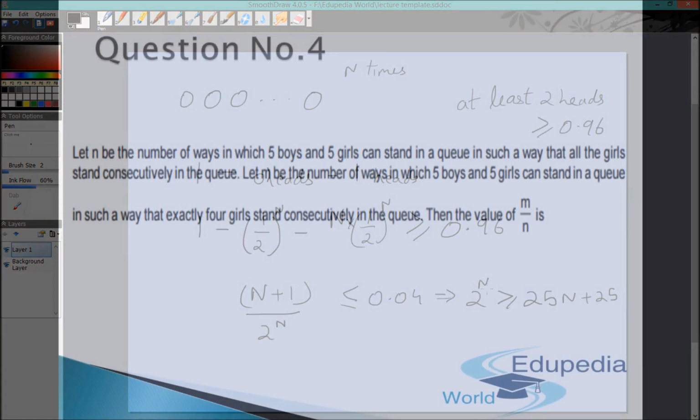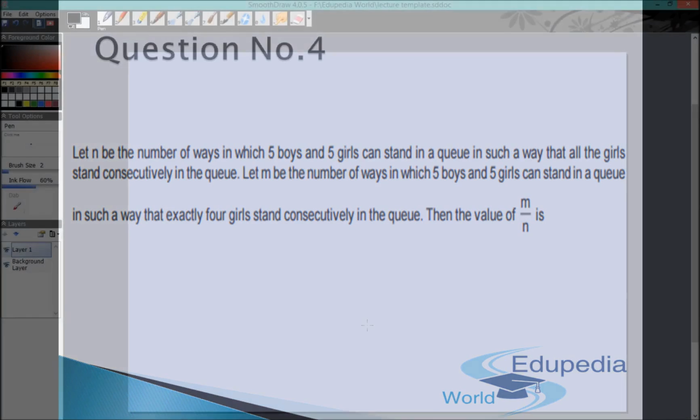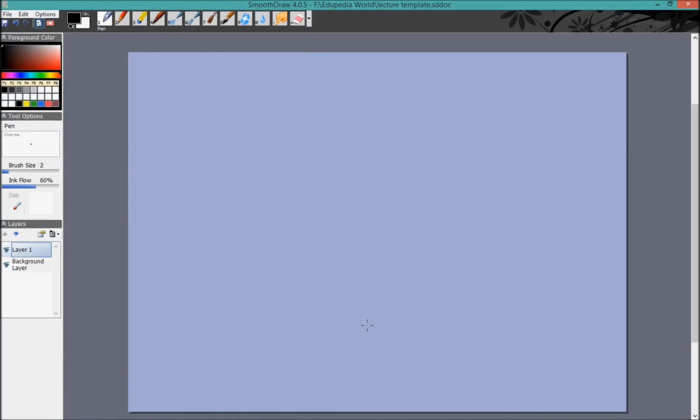Right. The next is, let n be the number of ways in which 5 boys and 5 girls can stand in a queue in such a way that all the girls stand consecutively. Let m be the number of ways in which 5 boys and 5 girls can stand in such a way that exactly 4 girls stand consecutively. We need to find the value of m by n. So let's start with n. Now n is the number of ways in which all 5 girls stand consecutively. Right. So these are 5 boys.